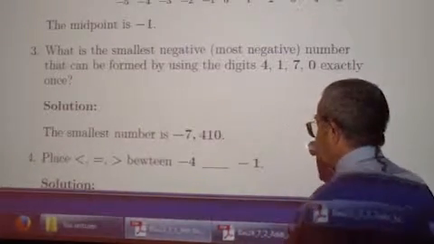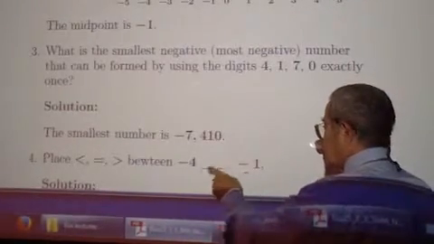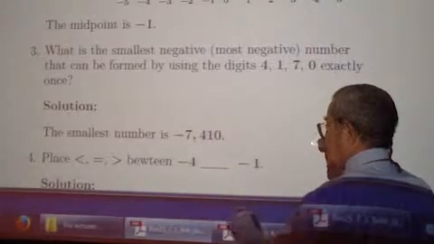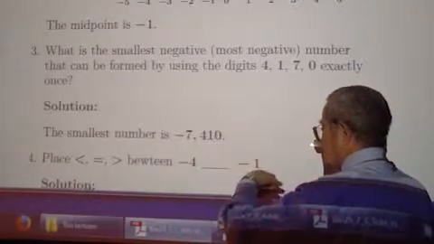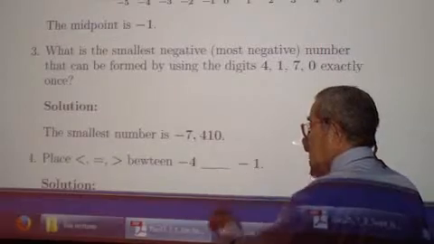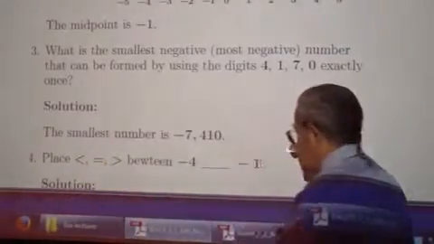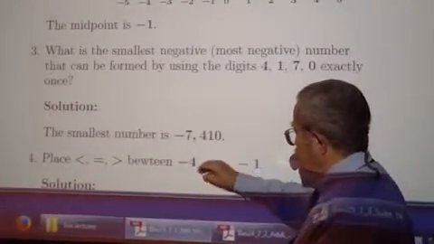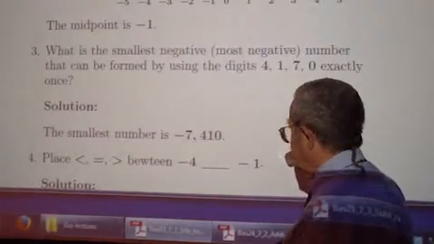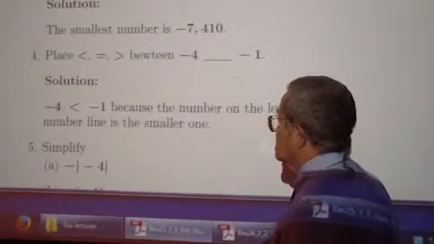And then we wanted to place a less than, equal, or greater than sign between these two. On the number line, -4 is to the left, -1 is to the right, -1 is a larger number. That's the symbol. Remember, the fish gobbles up the smaller number. There we go.